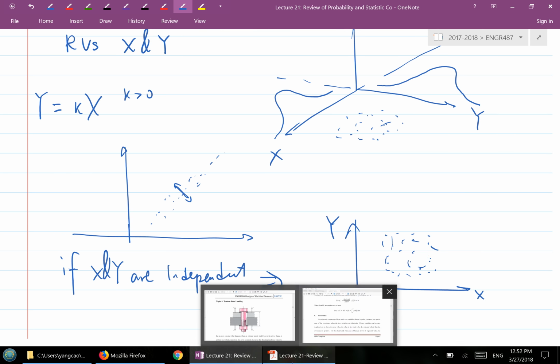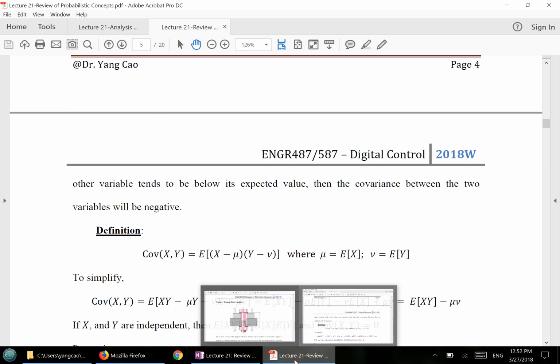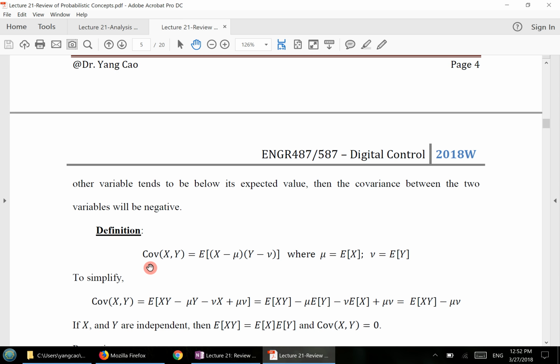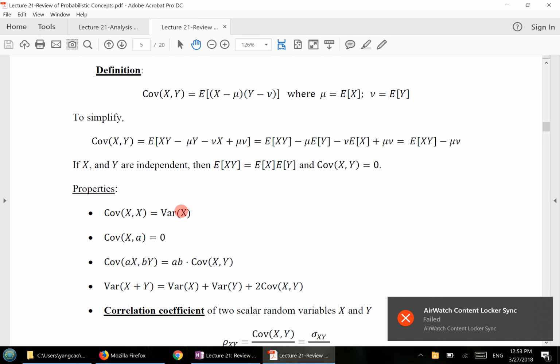Now, in terms of the computation of the covariance, we have the formulas given over here. This is how you calculate the covariance of the two random variables. That's the expected value of x minus its mean, times y minus its mean. That's how you calculate the covariance here. And this formula can be expanded, which turns out to be this one here. There are a number of properties for the covariance formula.